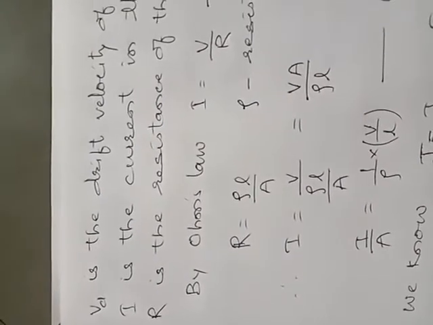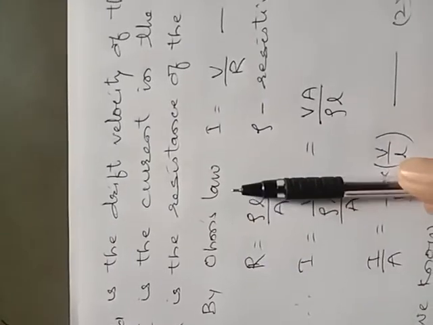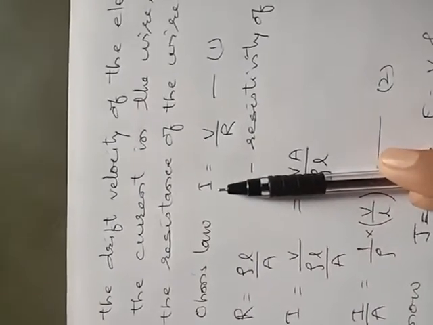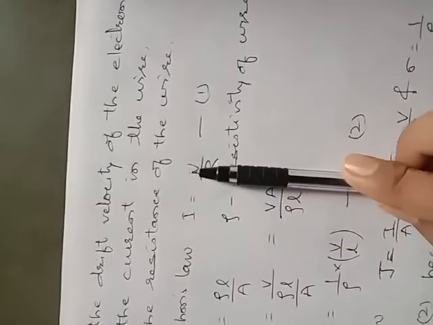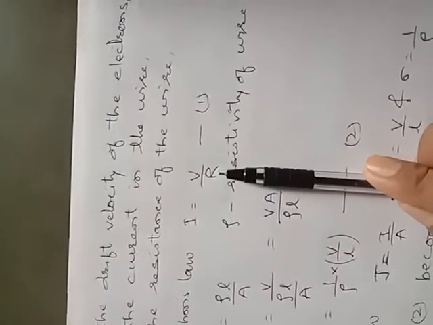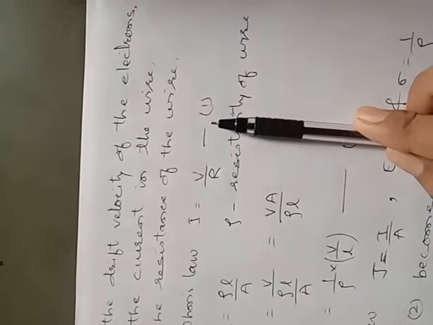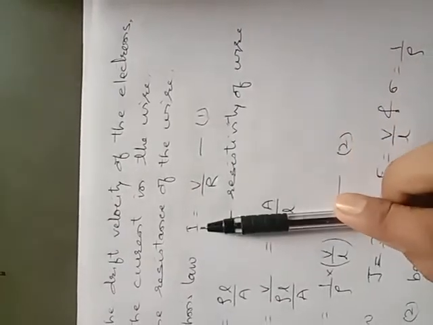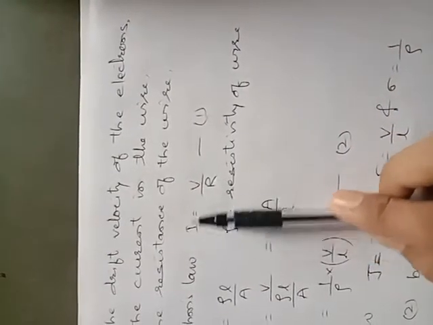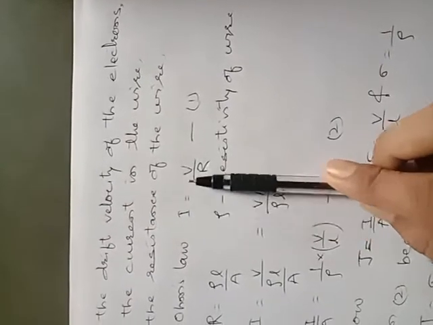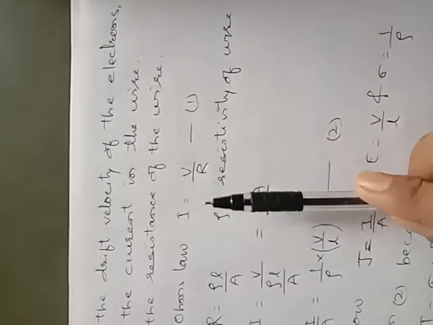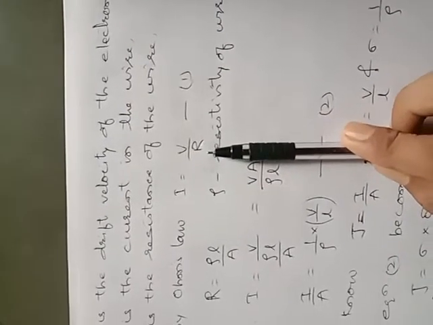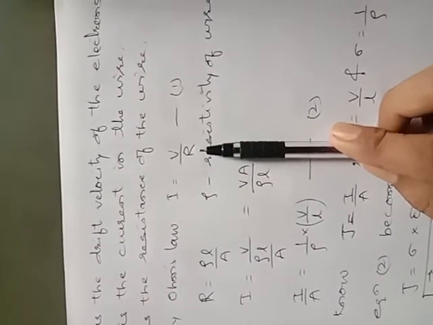Now to derive this relation, we know by Ohm's law, I is equal to V by R. I is the current, V is the potential, R is the resistance. We will give this equation number 1. This is the simple formula: V is equal to IR. From V is equal to IR, we take I is equal to V by R. Now R means the resistance of the wire.